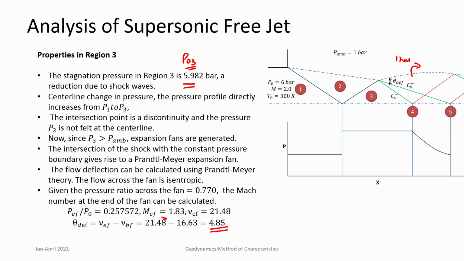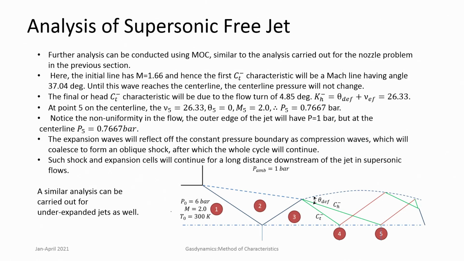So now this Prandtl-Meyer expansion, if you see this region, it is very much similar to the analysis of the supersonic nozzle that we just conducted. We will not go into all the details here, but just understand how we can get the pressures at these points 4 and 5. The initial line, the head of the expansion fan is here and the tail is here. So these are Mach waves at those particular values.